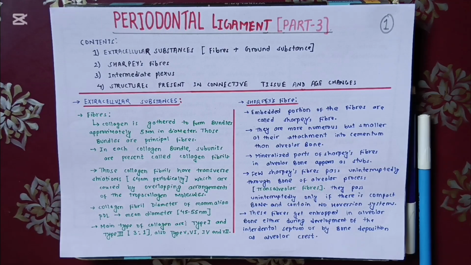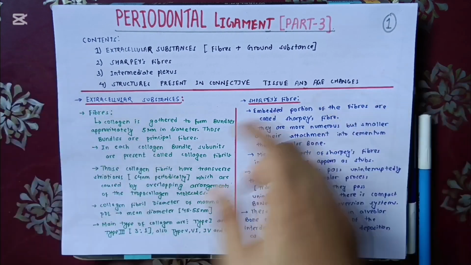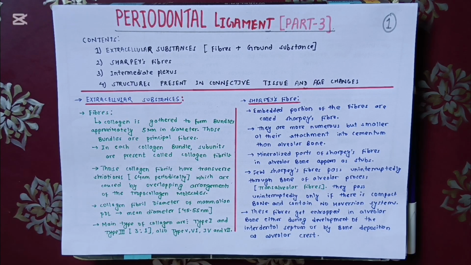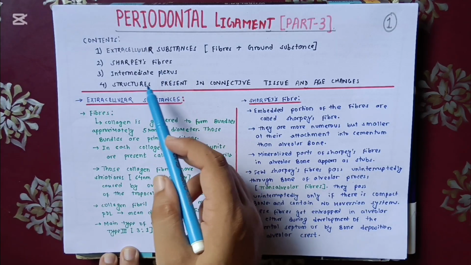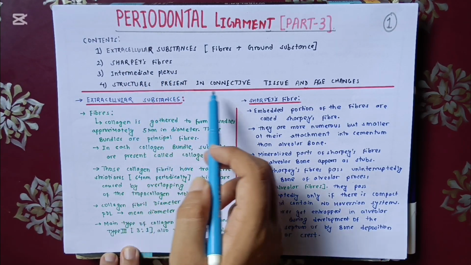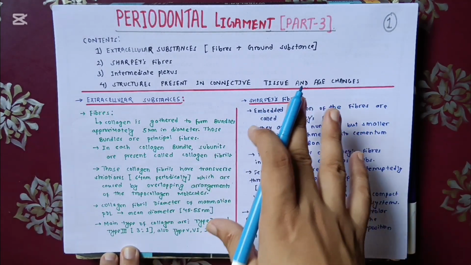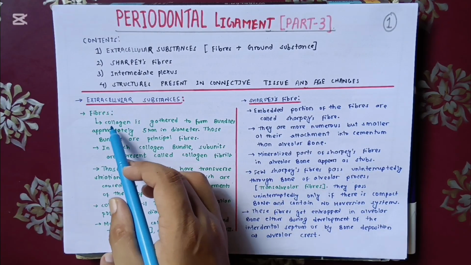Now we will start with the fibers, and among the fibers we will start with the collagen. As I have written here in the first point, other topics are also mentioned here: surface fiber, intermediate plexus, structures present in the connective tissue, and the exchange. Today we will complete this periodontal ligament, so now let's start our topic.